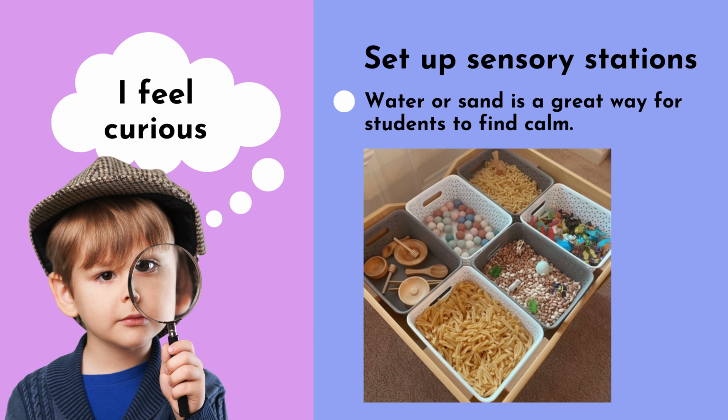Sensory stations offer valuable support for emotional regulation. Setting up stations with materials like water or sand provides students with calming sensory experiences. Teach students to use these stations whenever they need to calm down or refocus. Integrate sensory activities into social emotional learning to give students more ways to manage their emotions. To further enhance this, let's explore how spending time in nature can benefit emotional well-being.